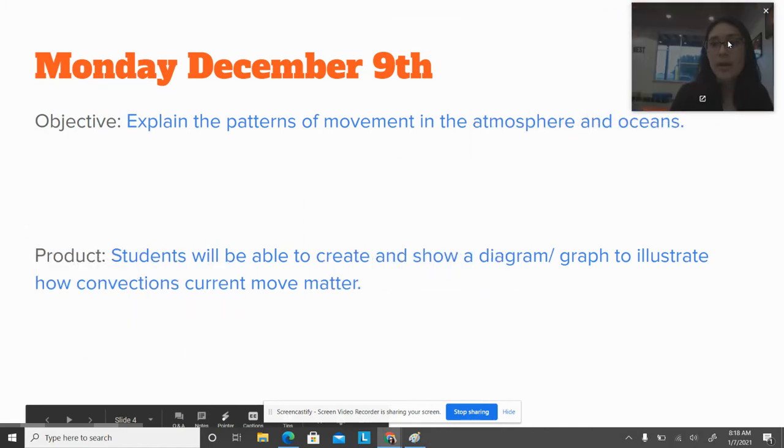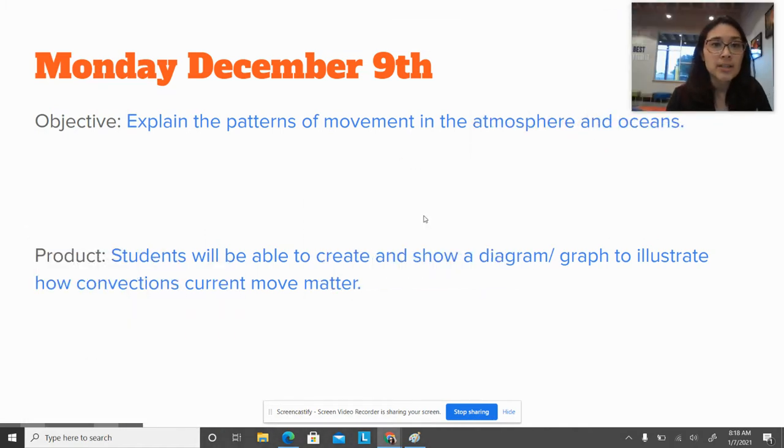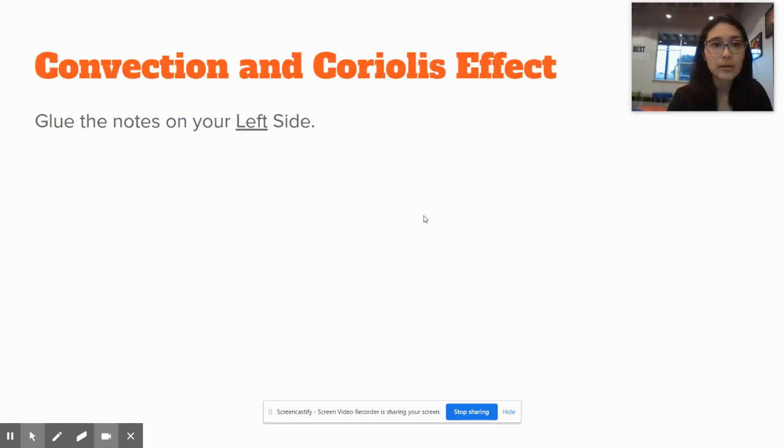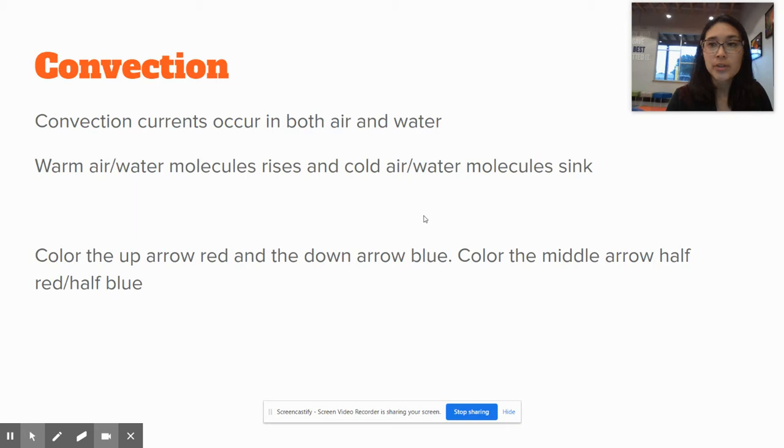Okay, so our objective today is to explain the patterns of movement in the atmosphere and ocean. So we're looking at different types of movement in the wind and in the air. We're going to focus on atmosphere today. Students will be able to create and show a diagram or graph to illustrate how convection currents move matter. So what you're going to do in your exit ticket in your notebook is show me or draw me a picture of convection currents. Okay. So these are your notes.